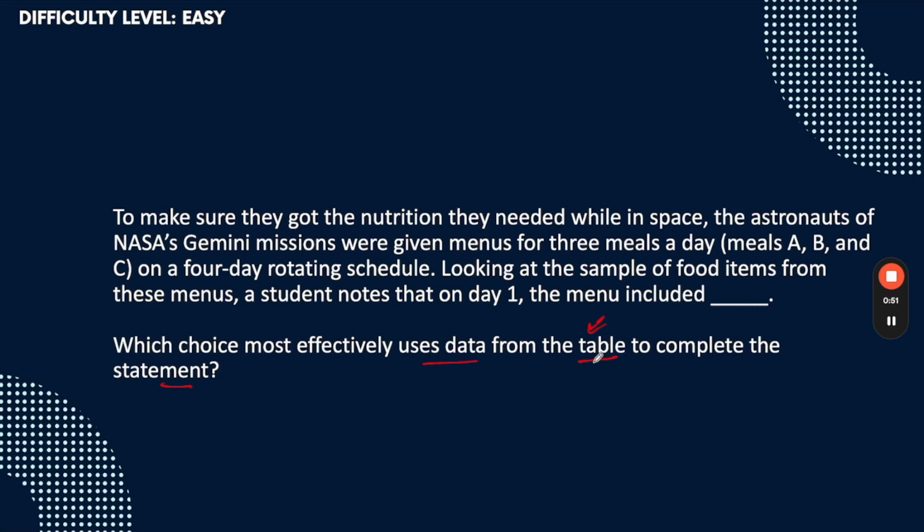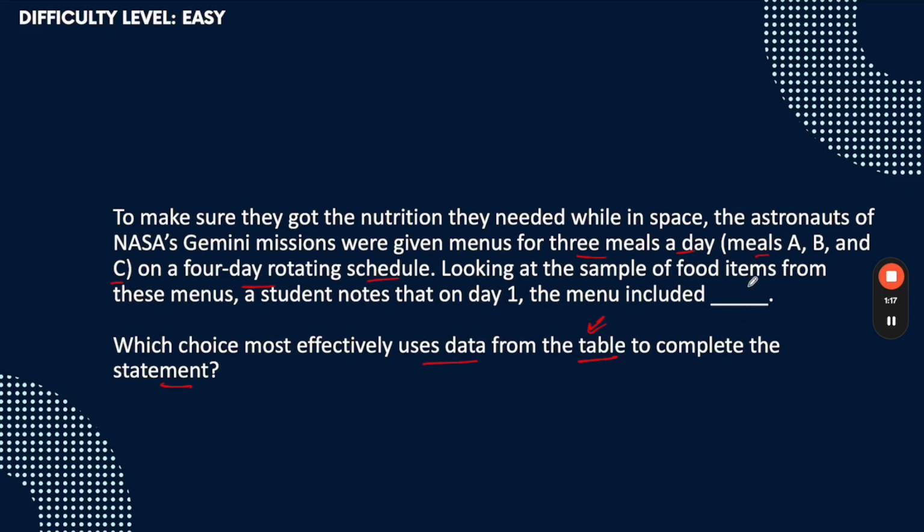That's the second step. To make sure they got the nutrition they needed while in space, the astronauts of NASA's Gemini missions were given menus for 3 meals a day. So basically, the astronauts were given 3 meals a day. And what were those 3 meals? Meals A, B, and C. They've just labeled it as A, B, and C. On a 4-day rotating schedule. So these meals were given to them on a particular rotating schedule.